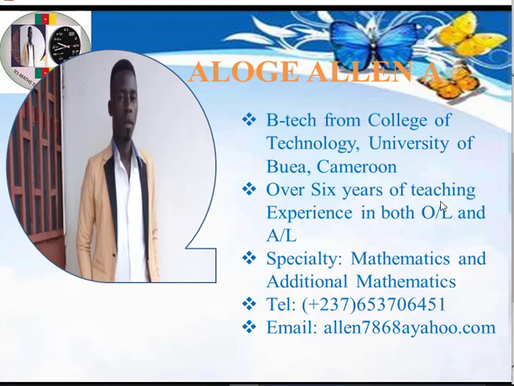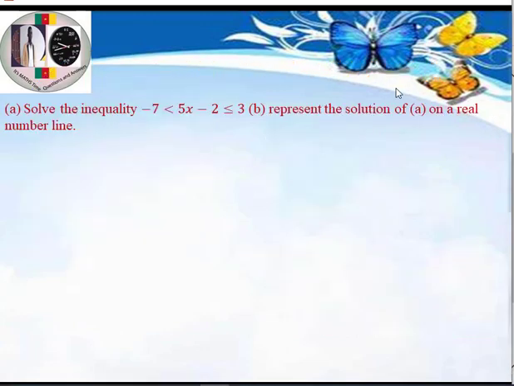It's Maths Time Questions and Answers, a channel that gives you insights to all the problems giving you a headache at school. Today's question is taken from Cameroon GCE Board 2020 question 4, and it talks about inequality. Solve the inequality -7 < 5x - 2 ≤ 3. Represent the solution on the real number line.